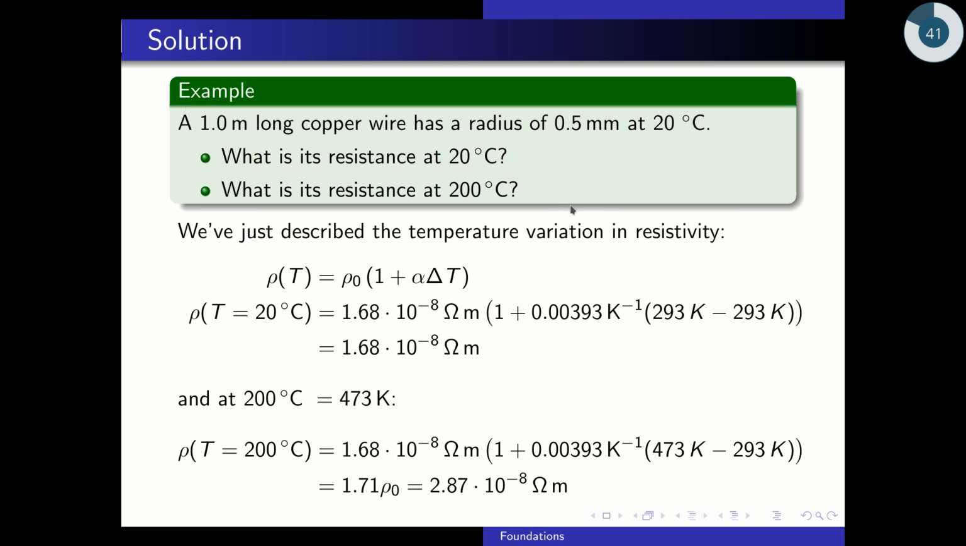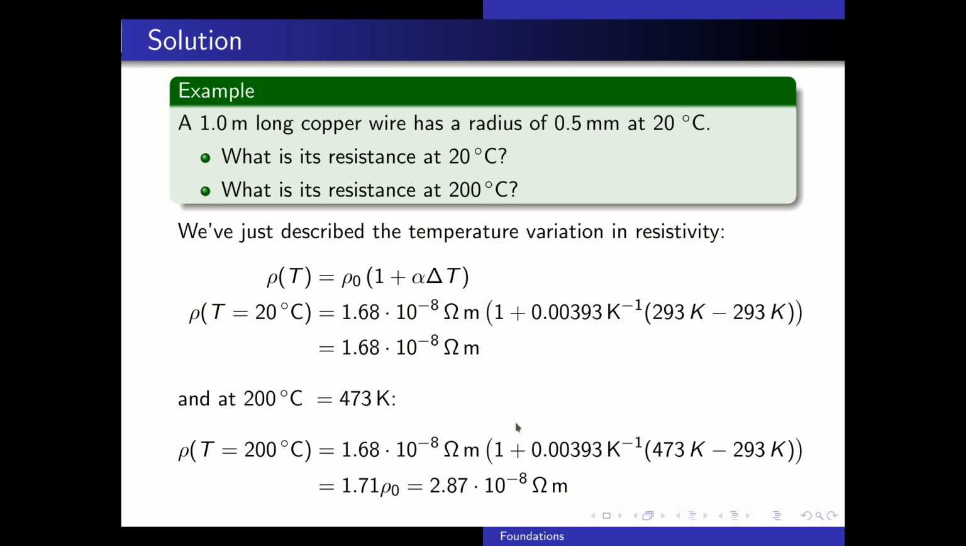So the first thing, let's look at the temperature variation in resistivity. So I've written out our resistivity temperature equation. So here I calculate at 20 degrees Celsius, and unsurprisingly, because rho naught is the resistivity at 20 degrees Celsius, our delta T is just equal to 0. Temperature minus a reference temperature is 0. And so our resistivity is just our rho naught.